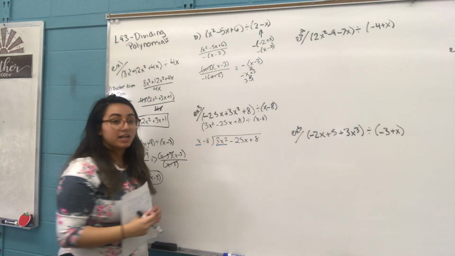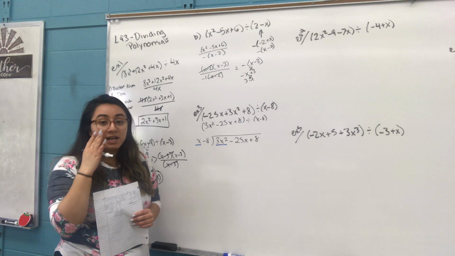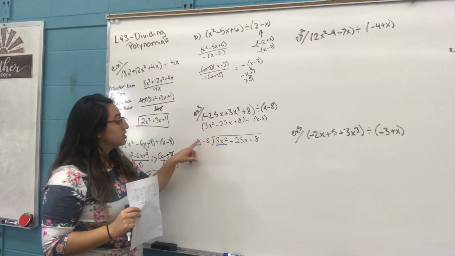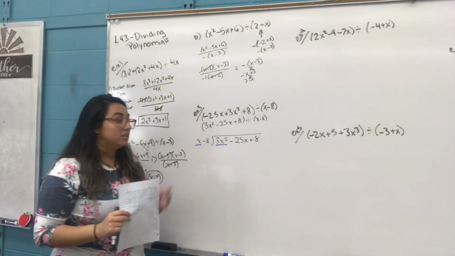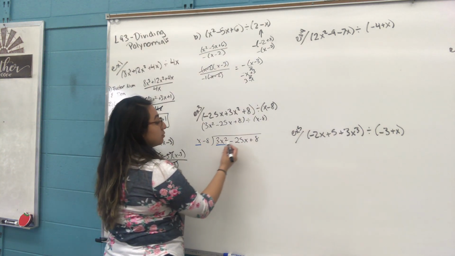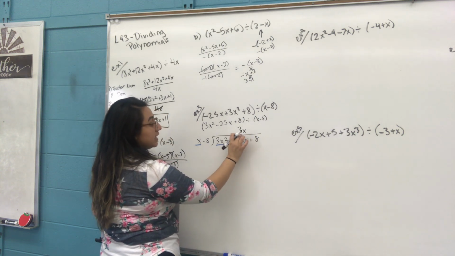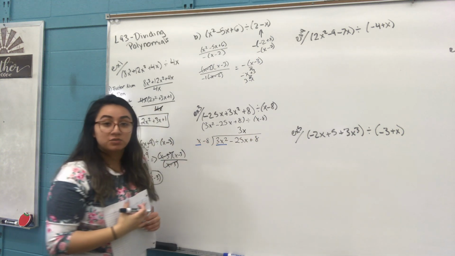X times what gives you x squared? Remember, when you're multiplying variables, you're adding exponents, so you can think of 2 minus 1, and you'll end up with a remainder of an x. So that means you'll have 3x, and I'm going to put it right here, because if you multiply 3x times x, you'll end up with 3x squared.